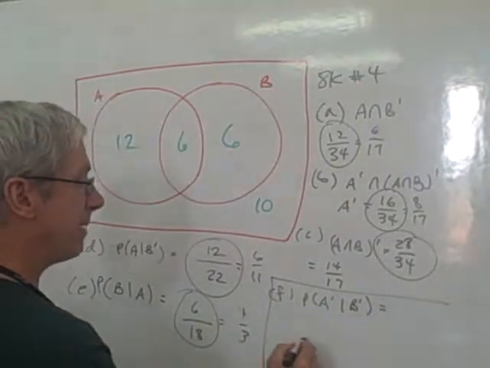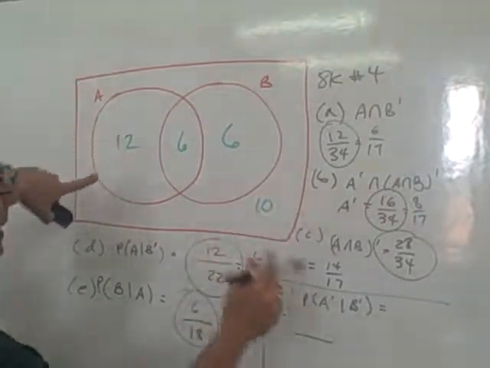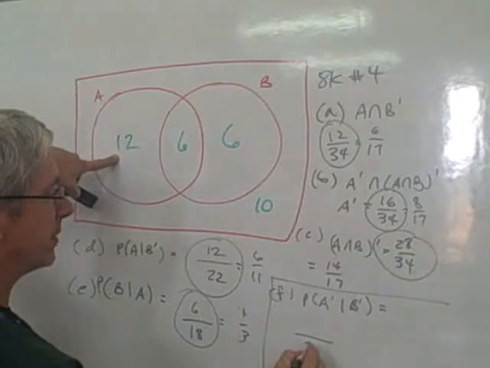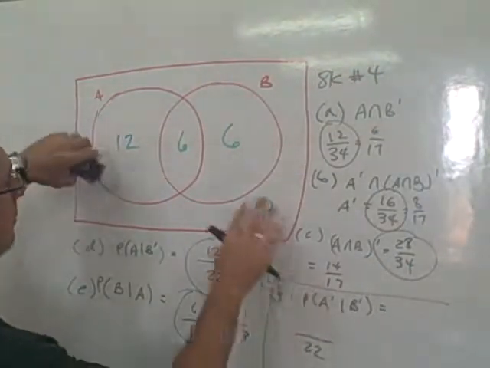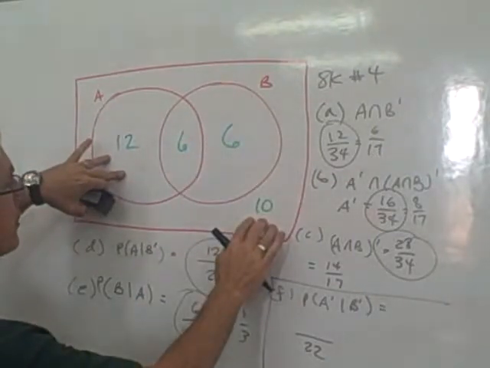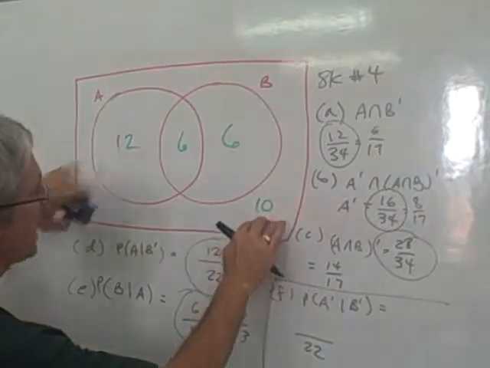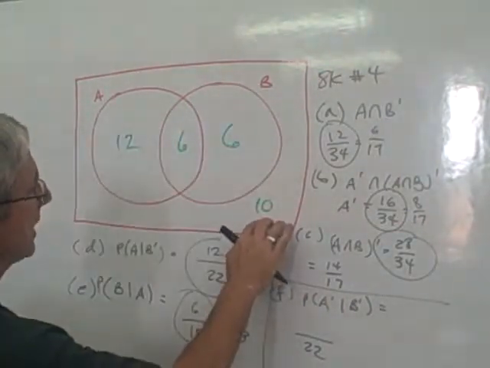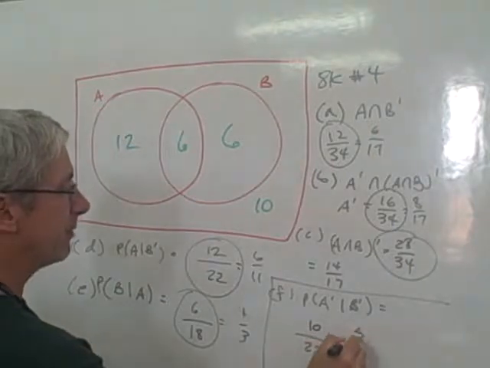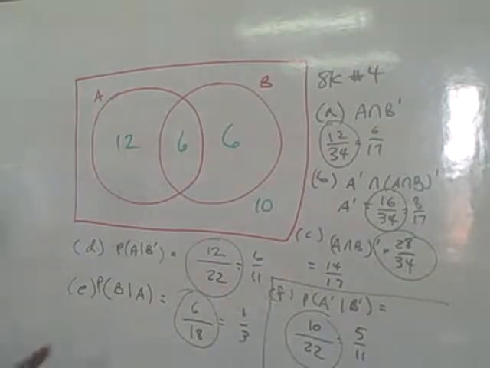Well, the denominator is easier to do first. Let's just look at B prime. B complement is 10 and 12. That's 22. Then I look for the part. I'm only looking at inside B complement now. I forget about these other ones. This is my universal set, these 22. Now, the probability of A prime, that means not in A, at the same time being not in B, that's the 10. So that reduces to 5 over 11. Now, all those put together form the answers to 8K number 4.